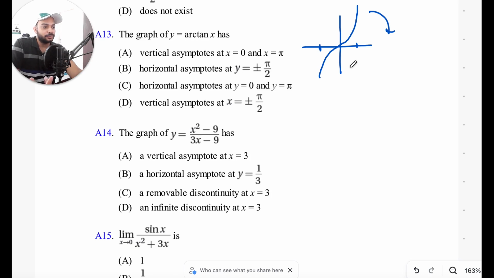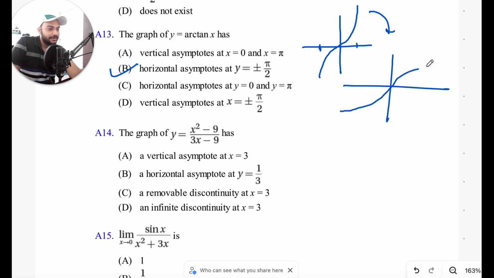So would there be any vertical asymptotes? Since there are vertical asymptotes in the tan x graph, they would turn into horizontal asymptotes in the tan inverse x graph. So no vertical asymptotes in tan inverse. Option A is wrong. Horizontal asymptotes at y is equal to plus minus pi by 2. This is correct. Yes. This would become the y-axis. So let's quickly draw the graph of tan inverse x. This is the graph of tan inverse x. This is positive pi by 2. This is negative pi by 2. So you can see the asymptotes. Okay.